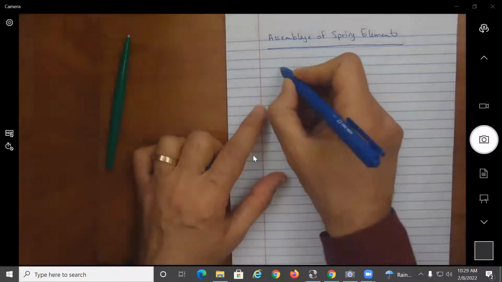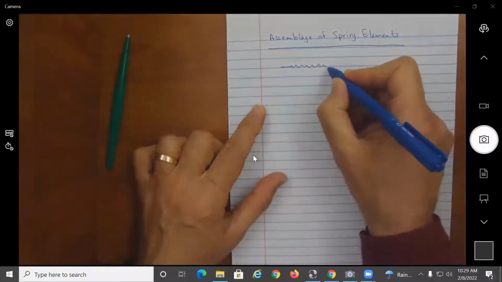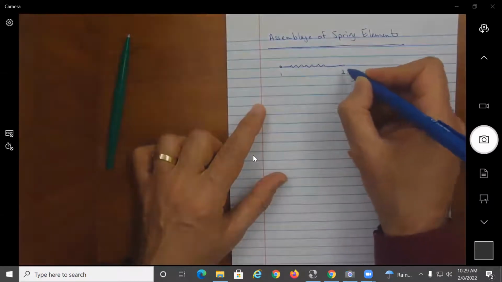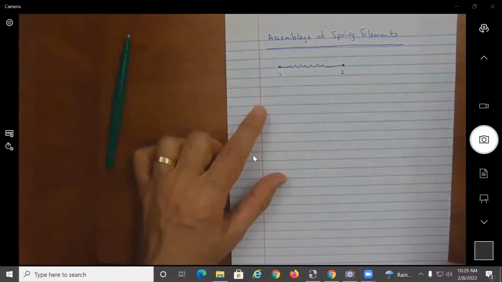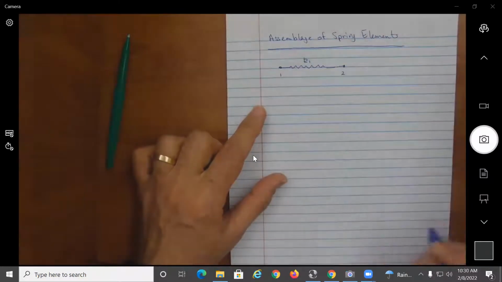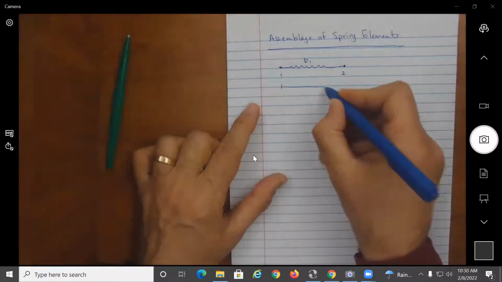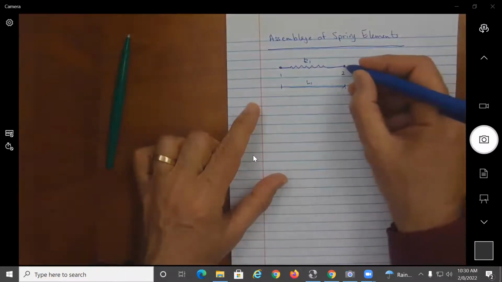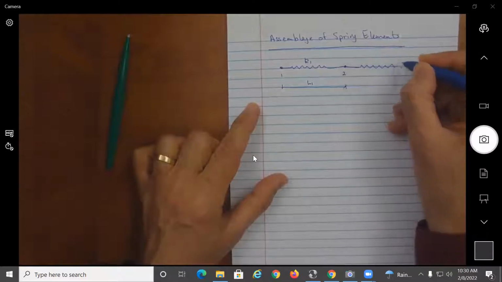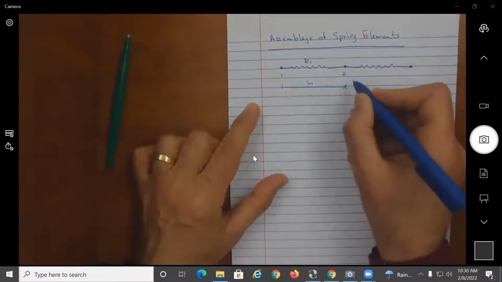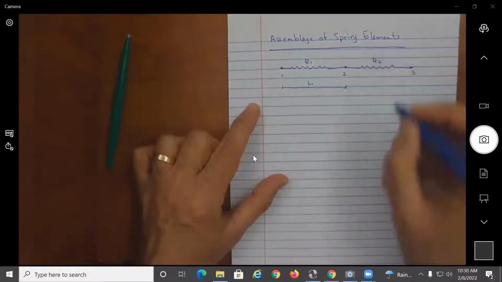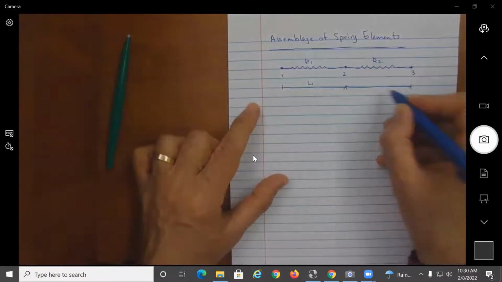So I'm going to show here spring 1 extends between node 1 and node 2, has a spring constant K1, and this spring has a length L1, and I'm going to connect to it another spring, spring 2. So spring 2 is going to extend between node 2 and a node 3 and has a spring constant K2 and has a length L2.